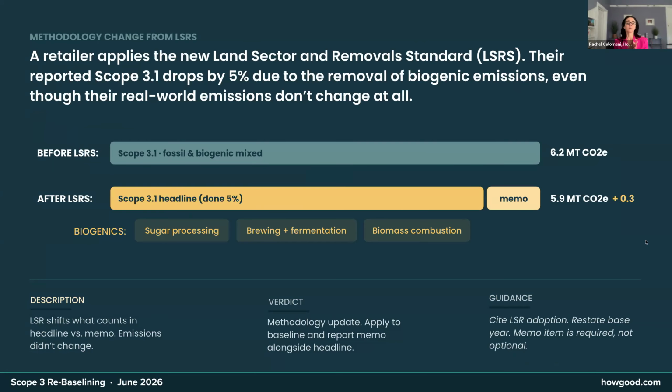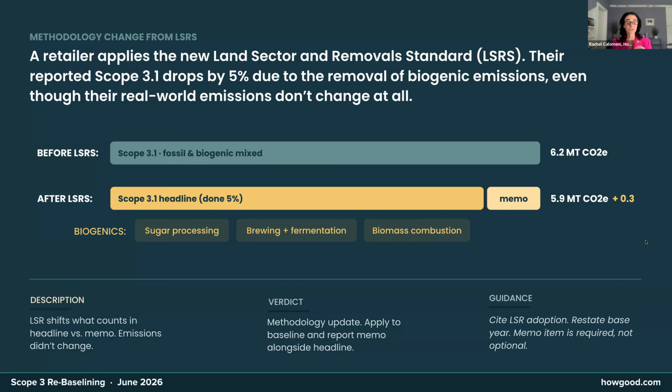All right, this one is more interesting because it's about to hit a lot of you, whether you've engaged with it yet or not. This is probably where we're fielding the most questions right now. In this example, a retailer applies the new land sector removal standard for the first time. Their reported scope 3.1 is dropping 5%. Real world emissions, of course, haven't changed at all.